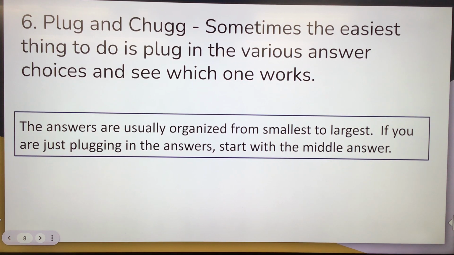Tip number 6, plug and chug. Sometimes the easiest thing to do is plug in the various answer choices that are given to you and see which one works. With the math section on the ACT, the answers are usually organized from smallest, letter A, to the largest, letter E. If you are just plugging in the answers, always start with that middle number, unless you're asked to find the least or the most.